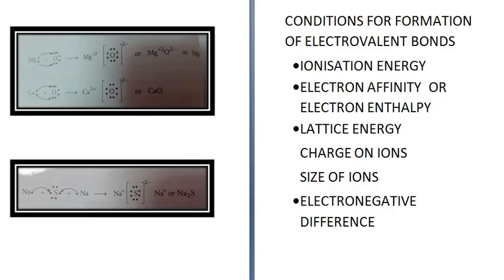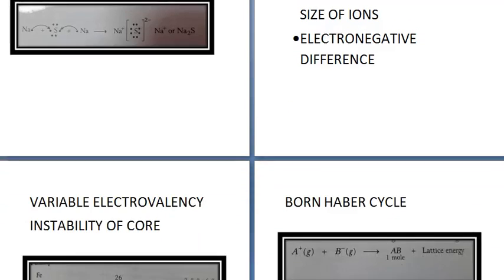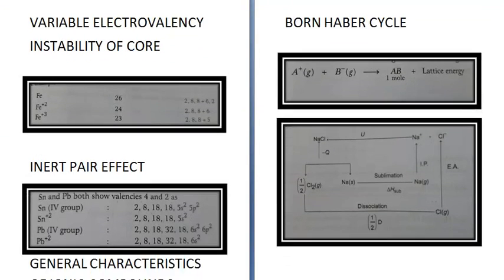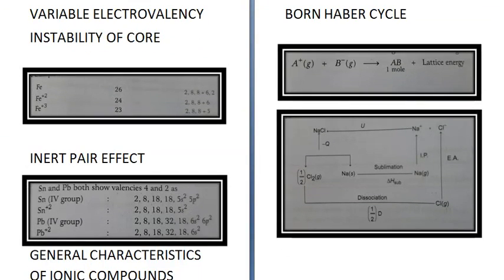Now next is variable electrovalency. Heavier p block elements, heavier meaning which have high atomic number, that is the transition and inner transition elements, they show more than one electrovalency in their ionic compounds. So this is called variable electrovalency. Now there are two reasons for this variable electrovalency. First is instability of the core.